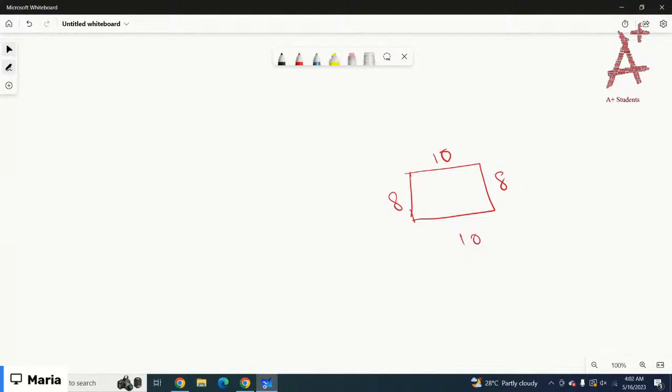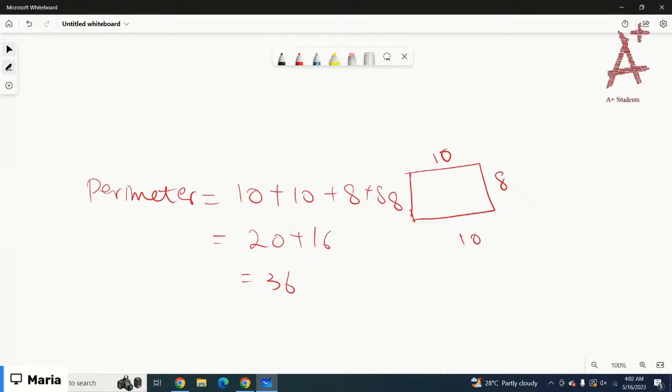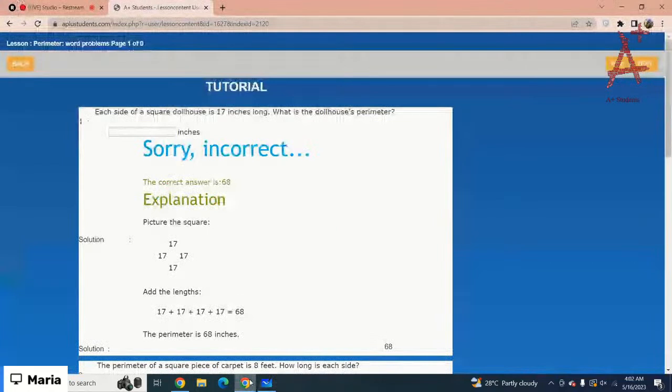Got it? So the perimeter of the rectangle would be, you have to add up all the side lengths. You have to add 10 plus 10 plus 8 plus 8. So it would be 20 and 16. It would be 36. So whenever you have to calculate the perimeter, you just have to add all the side lengths. For a closed shape, you just have to add all the measurements.